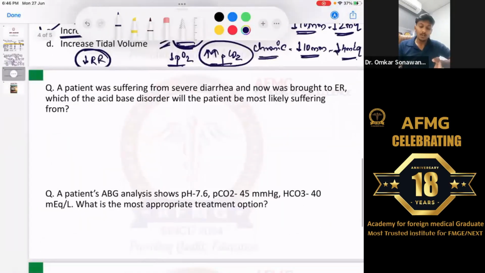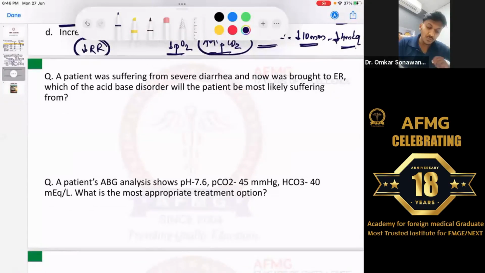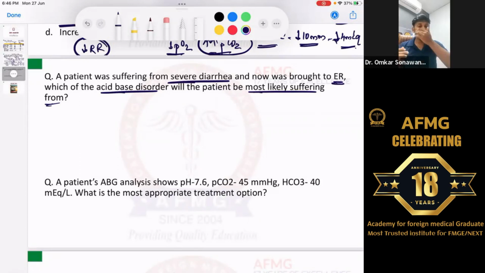Okay? Next question says, a patient was suffering from severe diarrhea and now was brought to the emergency room. Which of the acid-base disorder will the patient be most likely suffering from? So here, if the patient is having severe diarrhea, as I discussed, diarrhea is an important cause. Diarrhea is the important cause of metabolic acidosis. Why? Because whenever a patient is having diarrhea, there would be excretion of bicarbonate.